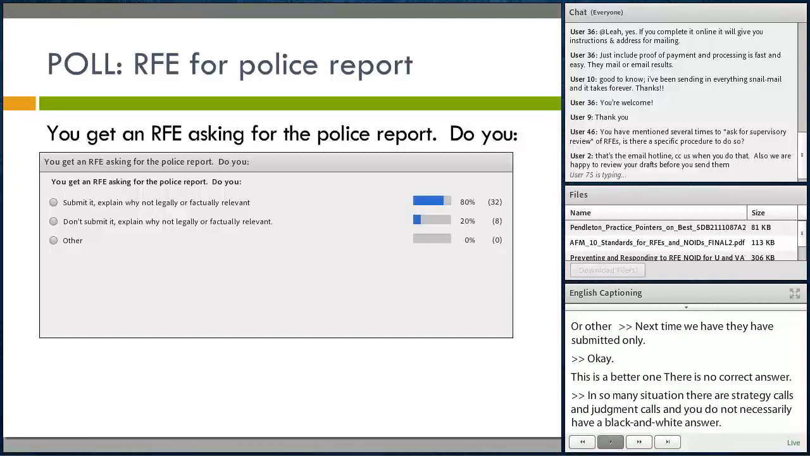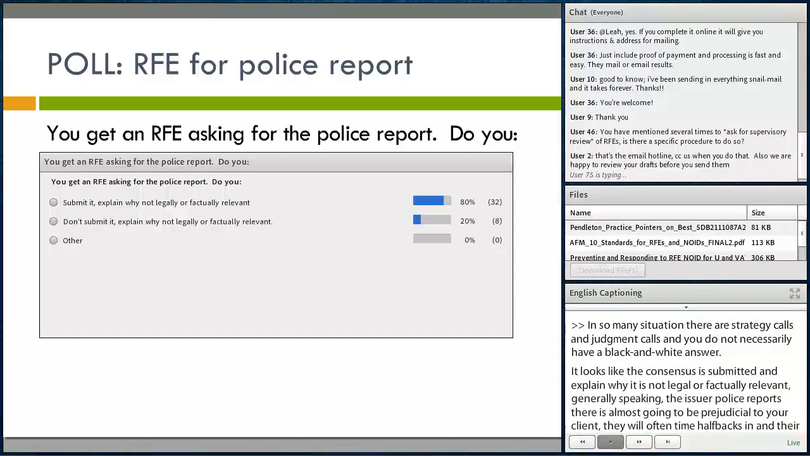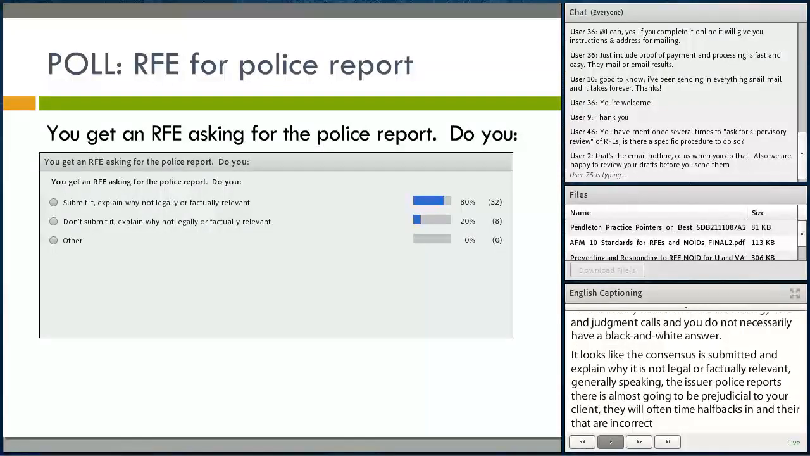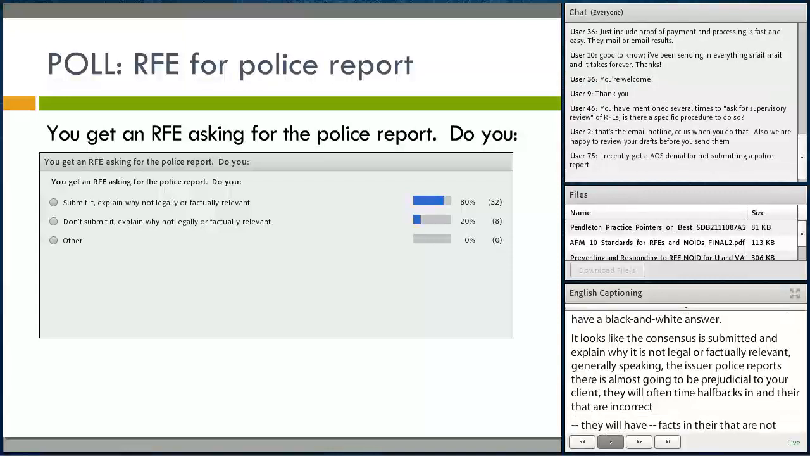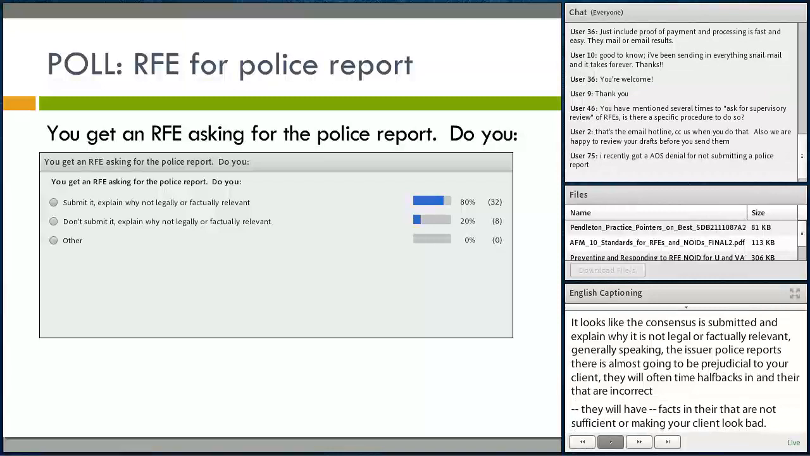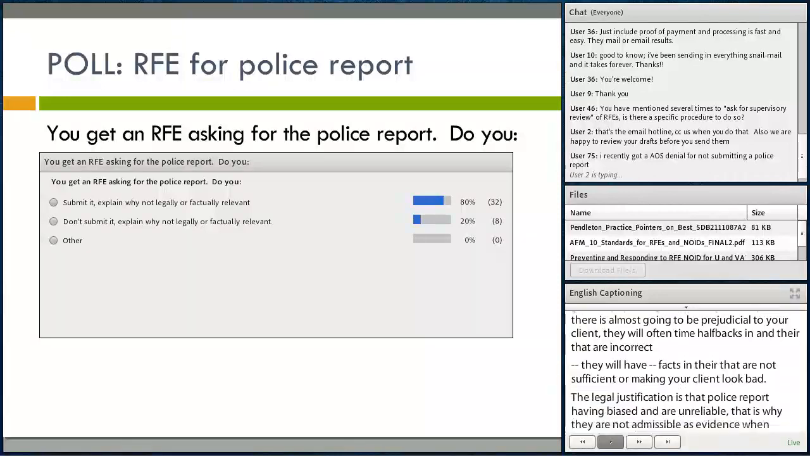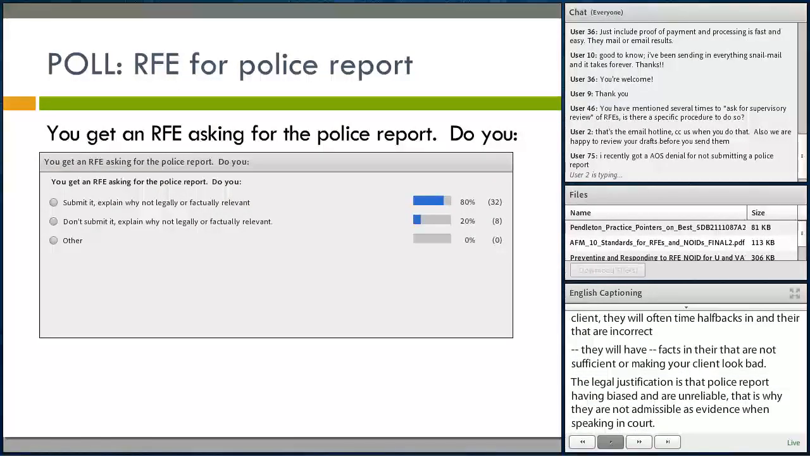I mean, generally speaking, the issue with police reports is that they're almost always going to be prejudicial to your client. They will oftentimes have facts in there that are incorrect. They will oftentimes have facts in there that, even if they are correct, make your client sound pretty bad. And so oftentimes there is a disinclination to submitting these police reports. And the legal justification for not doing so is that police reports are inherently biased and unreliable, right? I mean, that's why they're not admissible as evidence, generally speaking, in court.